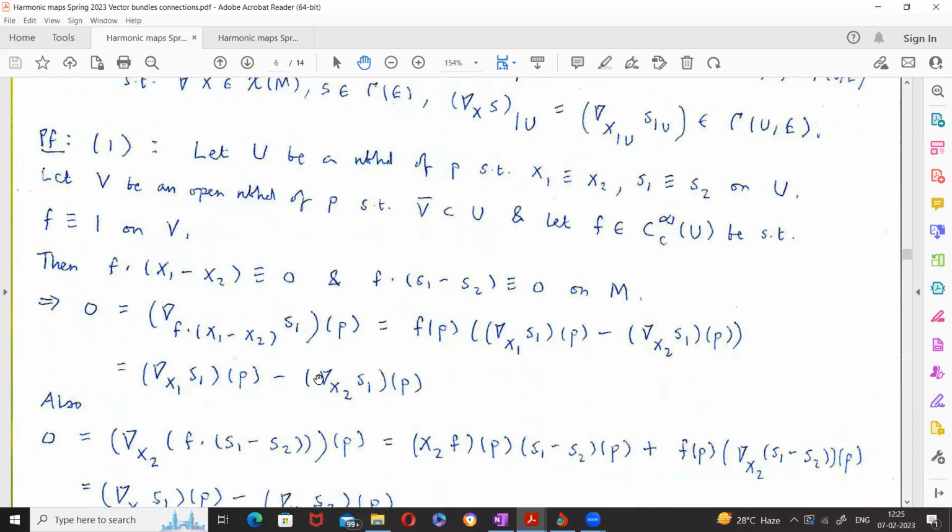So this tells us that the connection only depends on the germ of the vector field X near P. Is that clear? If X1 is equal to X2 in a neighborhood of P, then nabla X1 of S1 will be equal to nabla X2 of S1 at P.